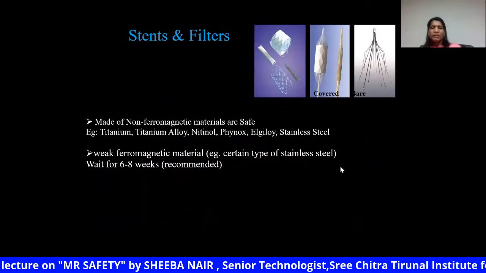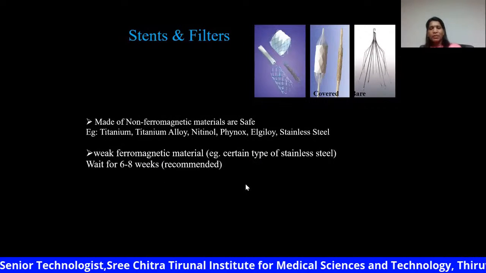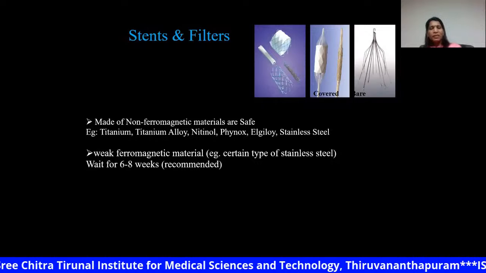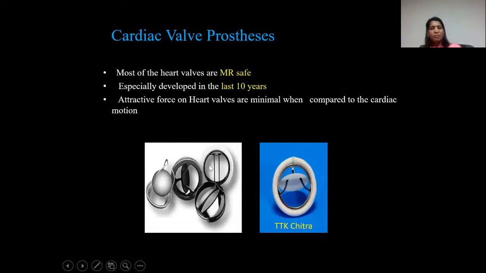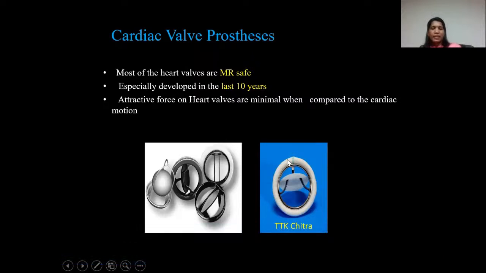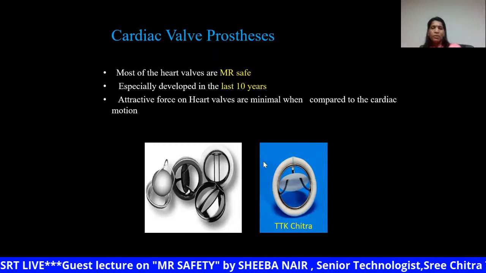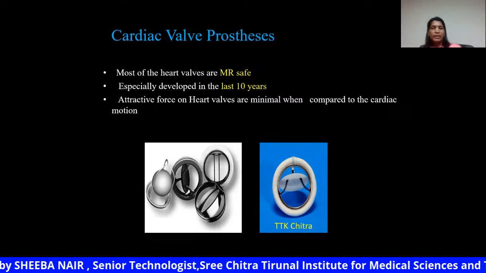Stents and filters are mostly MR conditional, and for most of them we can do the MR scanning. If not urgent, we can wait for 6 to 8 weeks. And for cardiac valves, most of them are safe for MRI. They are conditional up to 3 Tesla, because even though the magnetic field will exert a small force on them, compared to the heart's force it will be less. So it is safe to scan a patient with a cardiac valve prosthesis at 1.5 Tesla.